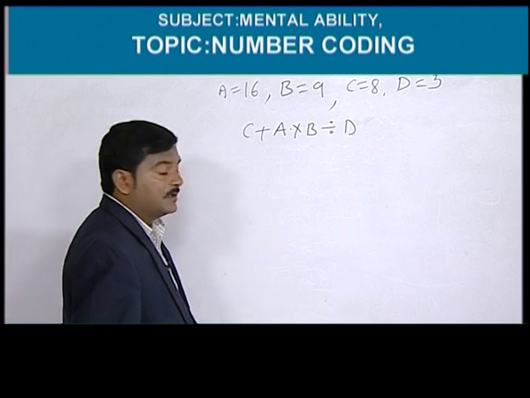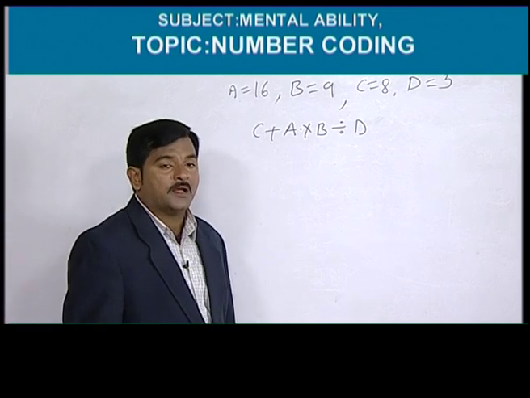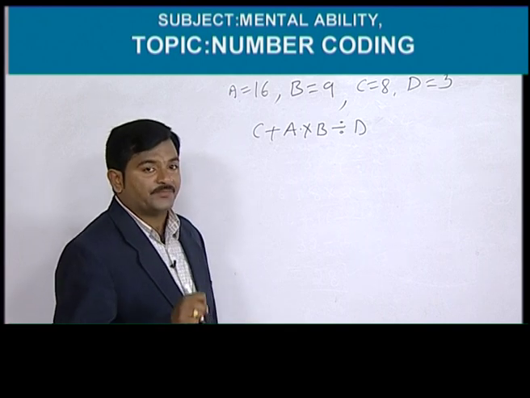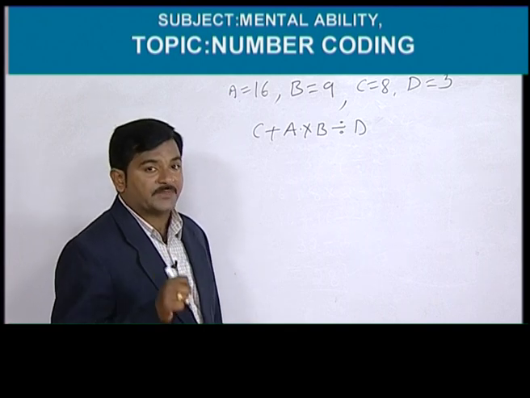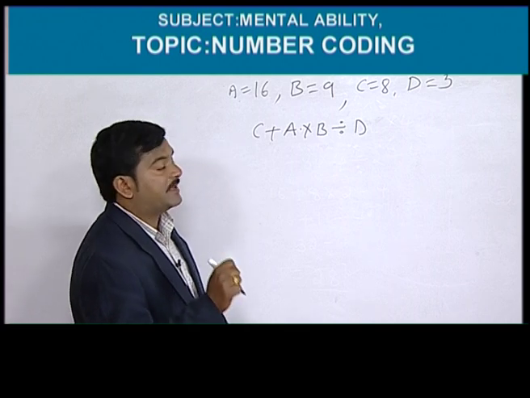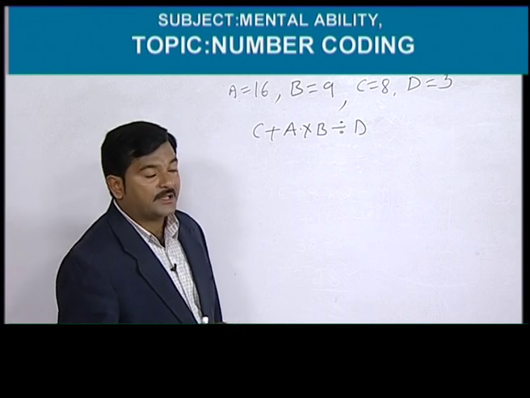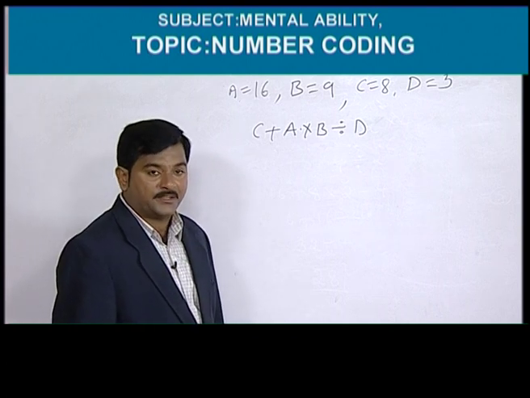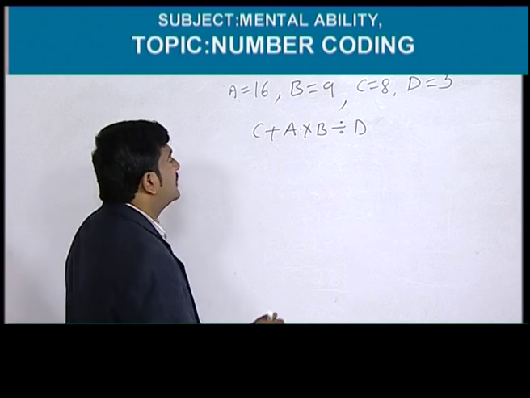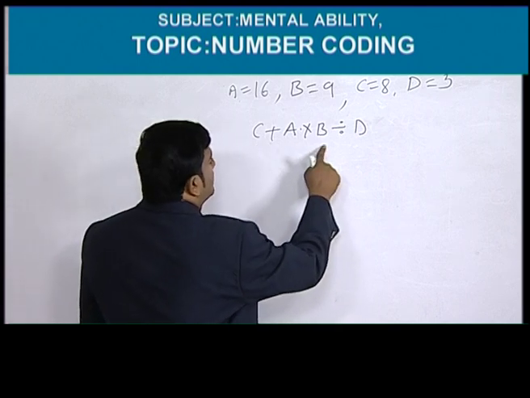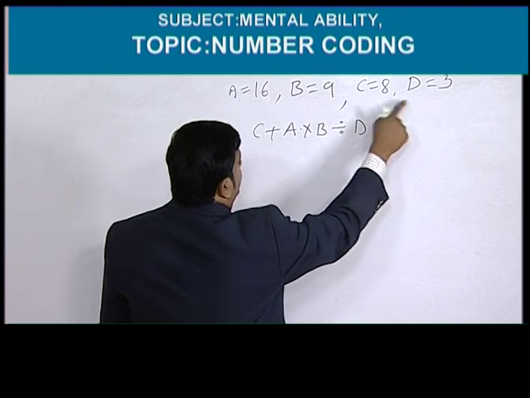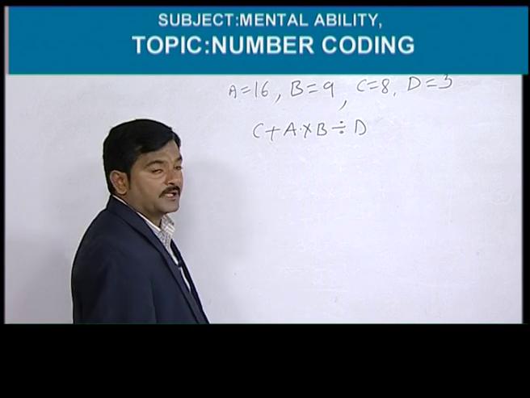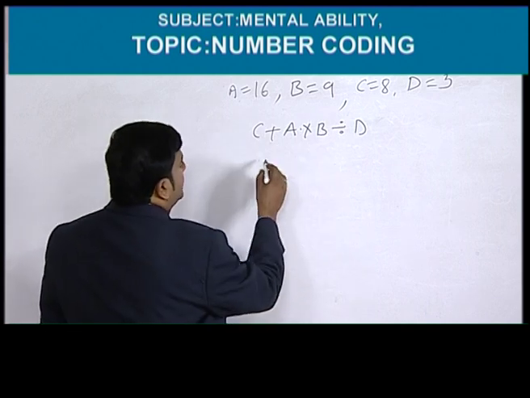I repeat the question once again. In a certain code language, A means 16, B means 9, C means 8 and finally D means 3. Then find the value of C plus A into B divided by D. He asked to find all these values. Now instead of these alphabets, numerical numbers are assigned. Now we have to take the corresponding numerical numbers. What will we get here? C means 8.